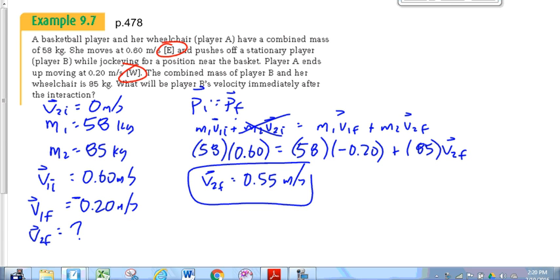What I want you to work on now and finish up for homework if you don't finish it in class are the practice problems that go with those on page 478. These ones.